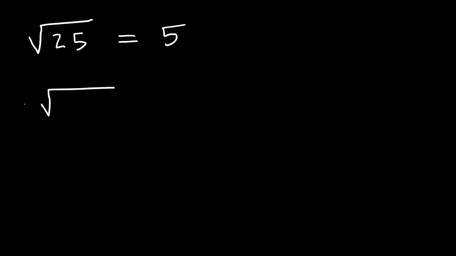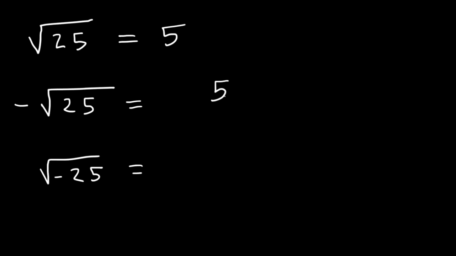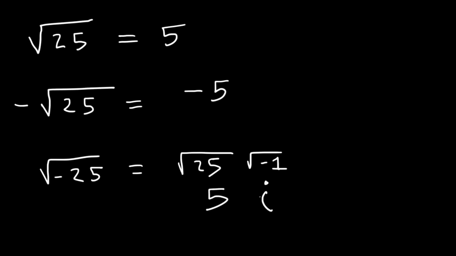Now what about negative square root 25 and the square root of negative 25? What's the answer for these? Well, we know the square root of 25 is 5 and there's a negative in front, so it's negative 5. And if you have a negative on the inside, just keep in mind that the square root of negative 1 is the imaginary number i. So this is going to be 5i.